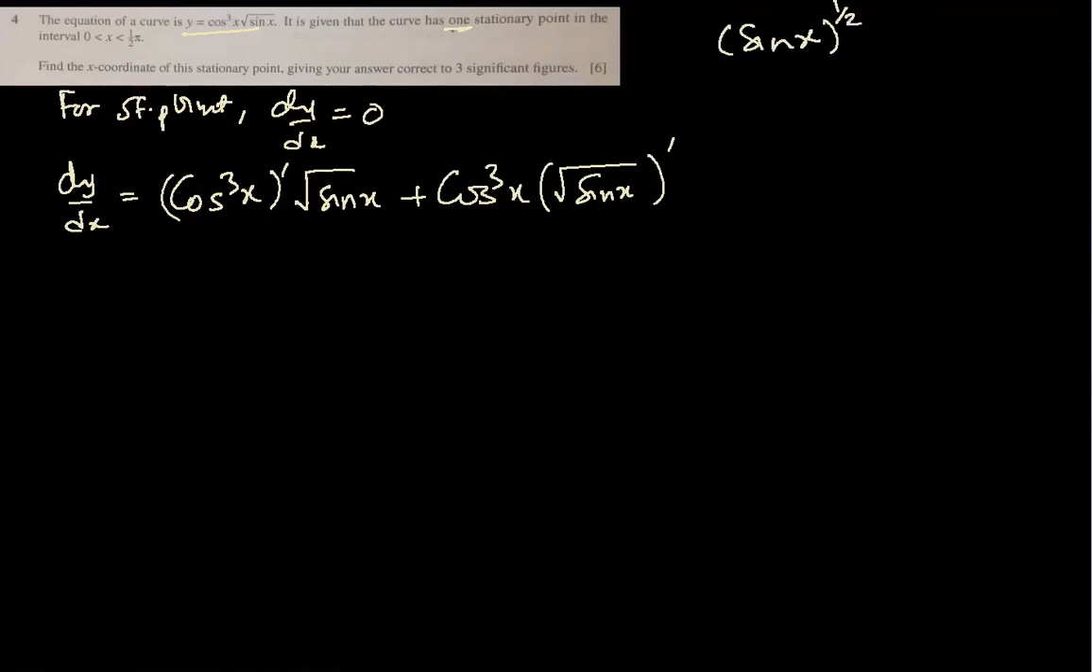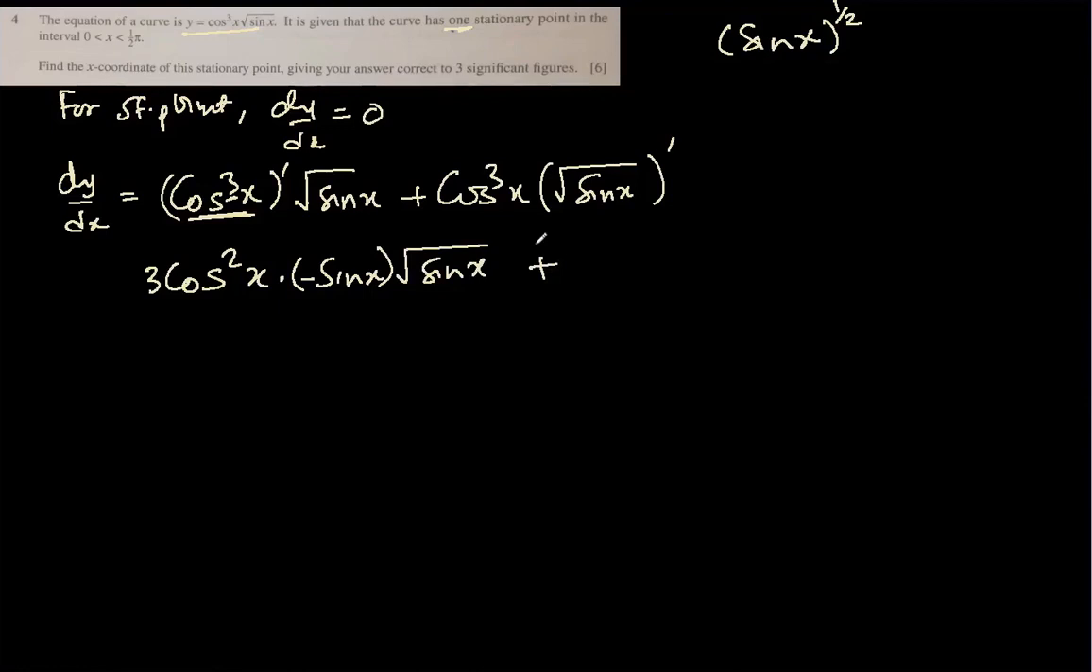So I'm going to differentiate this one first. So 3 will come in front and the exponent of cos will go down by 1, which becomes cos square now. And further, we have to differentiate the base, which is cos x. Differentiation of cos x is minus sin x. Then we have the square root of sin x as already there, plus cos cube x stays cos cube x.